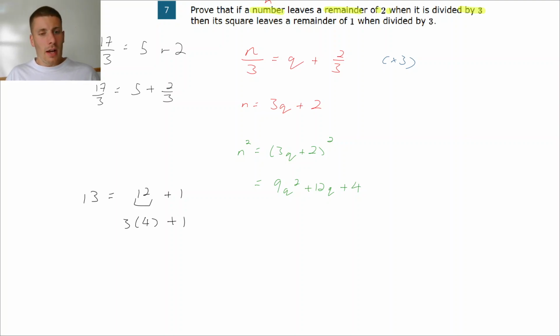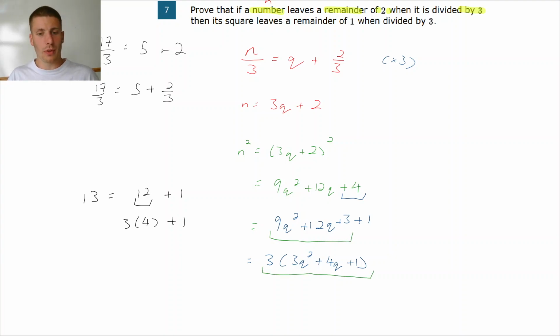I'm going to be a little bit crafty and write this plus 4 as a 3 plus a 1, because then with the 9q squared plus 12q, written really messily, hopefully you can read that, I'm going to factorize out a 3, so take out a 3, and we get 3q squared plus 4q plus 1. So what I've done there is I factorized out the 3, but I've also got that plus 1 still on the end.